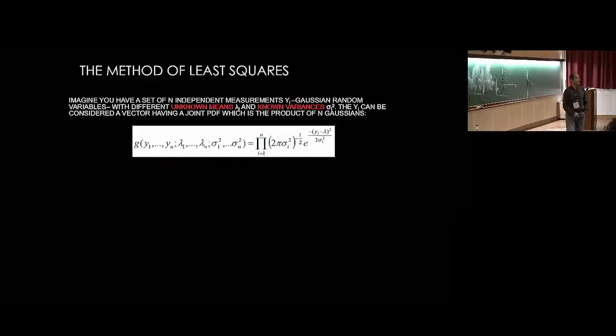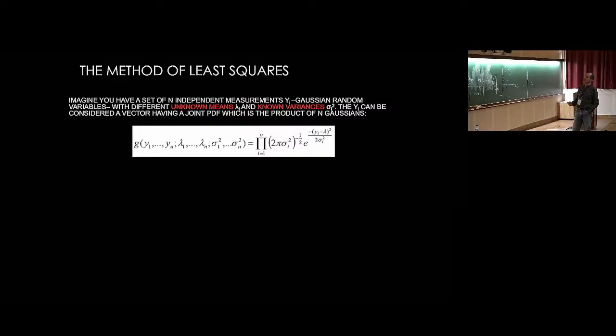Let's look at the other estimator that we use in many applications, that is the chi-square. And that is the product of the method of least squares. Now, you imagine that you have a set of n independent measurements, y, that are Gaussian random variables. Now, Gaussians is important. We assume we know the distribution of these variables, okay?